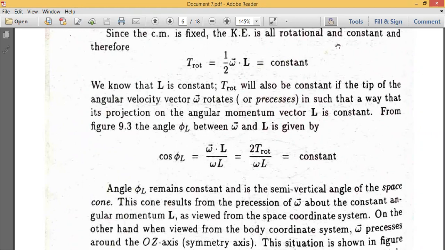The tip of the angular velocity vector rotates in such a way that its projection on the angular momentum is constant. In figure 9.3, the angle phi L between omega and L is given by cos phi L is equal to omega vector dot L divided by omega L, which is equal to 2 rotational kinetic energy divided by omega L, which is constant.